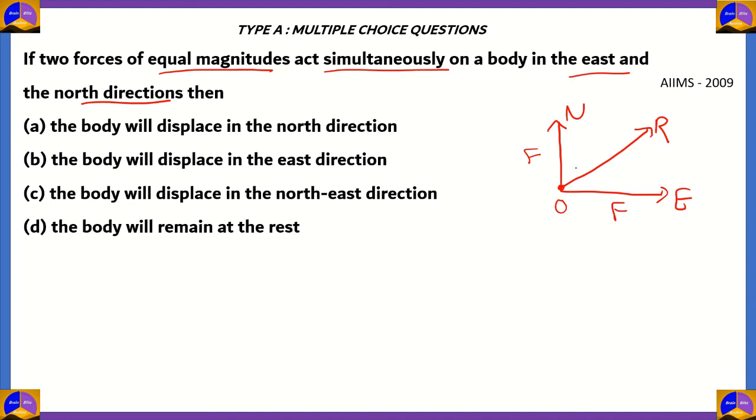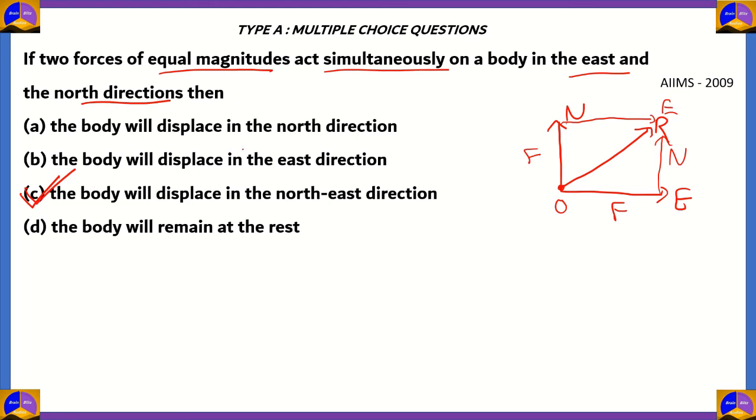So if you happen to draw a parallelogram, you can draw the other two sides, and you can see that one of the diagonals of this parallelogram, the diagonal that is hitting the co-initial point, will give you the resultant vector. So you see that the resultant vector is present in between the east and the north directions. Therefore, option C, the body will displace in the northeast direction, is the right answer.